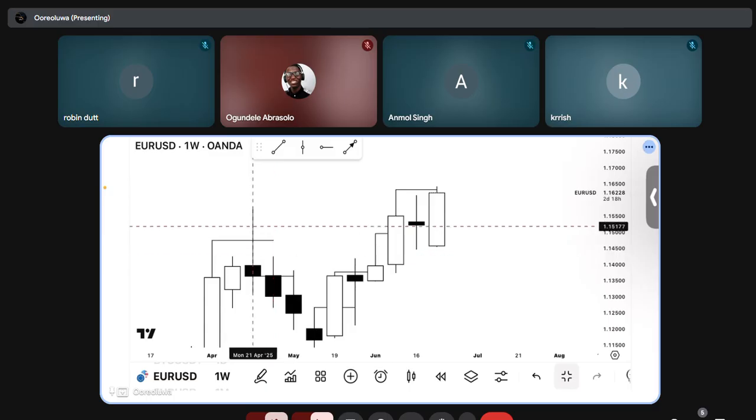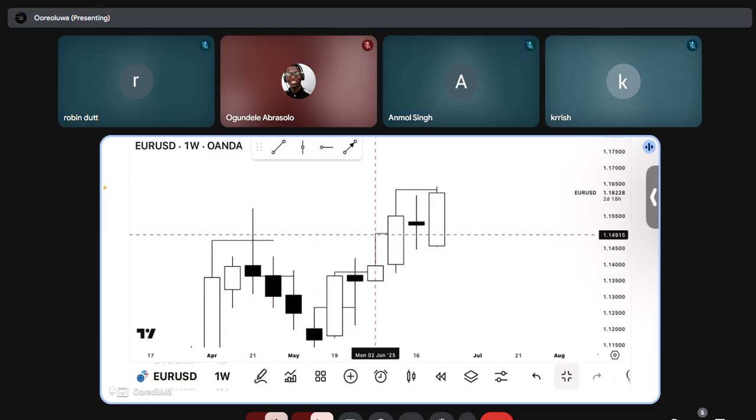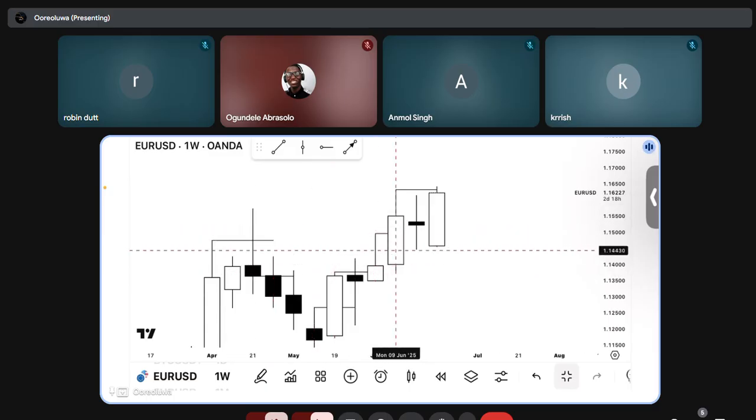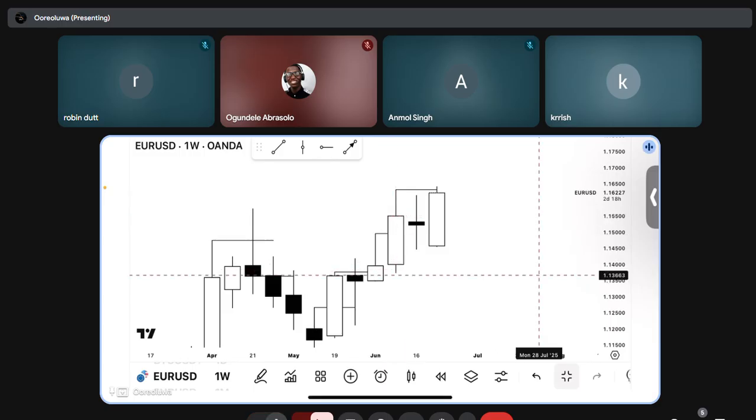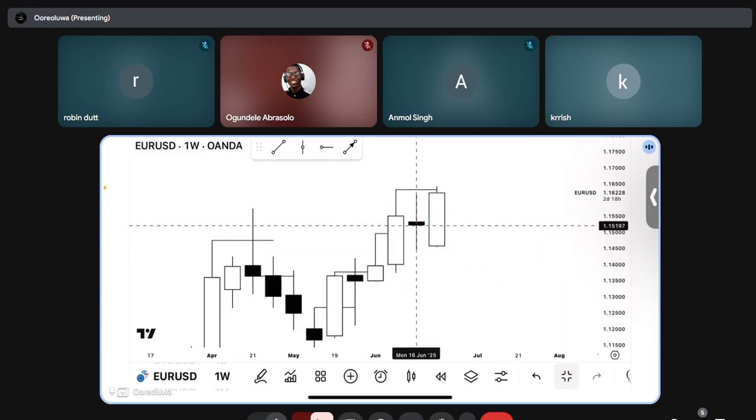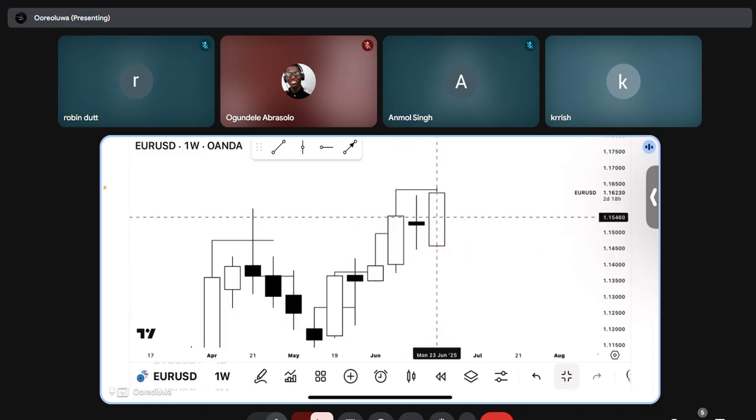This is the price. There's nothing, literally nothing around here for you to use to take a buy. Now you allow price to open. It's a new week opening. Price opened, came around the key level, and then you buy.